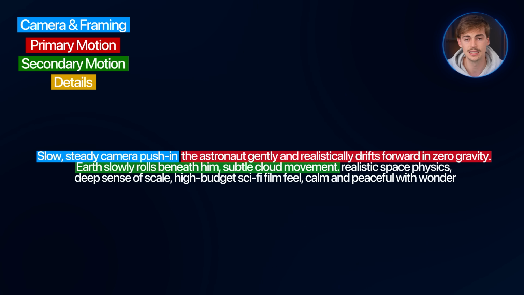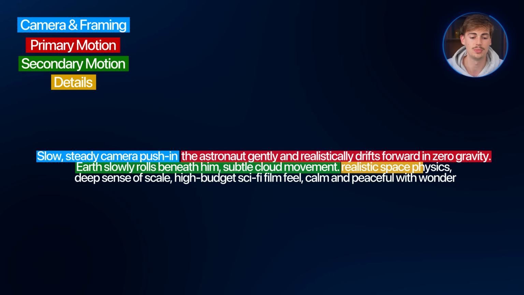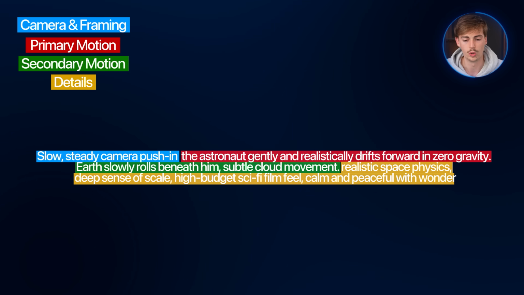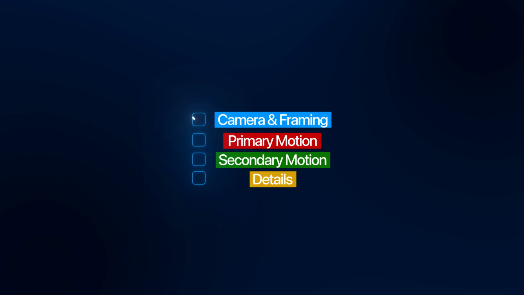And then we are adding in some extra details, which are realistic space physics, deep sense of scale, high budget sci-fi film feel, calm and peaceful with wonder. So I'm just describing the look and the feel with some extra details at the end of this. It's not rocket science, it might seem complicated, but what would help you to write a better prompt is to categorize these things into a kind of checkbox. If you check off each of those things, then you have written a good prompt. You could also use ChatGPT to help you with it, but you should describe clear boundaries as to what it should follow in terms of generating your prompts. So if we animate this, then we get this result.